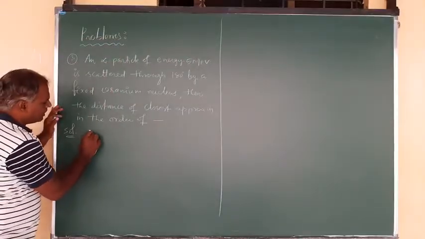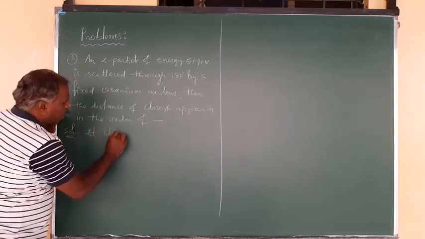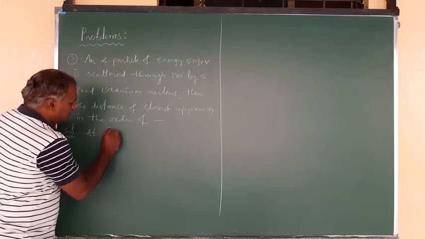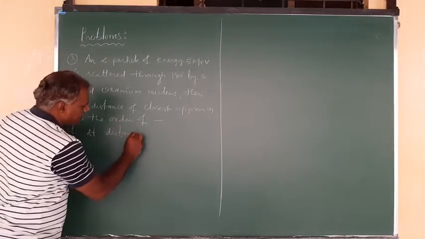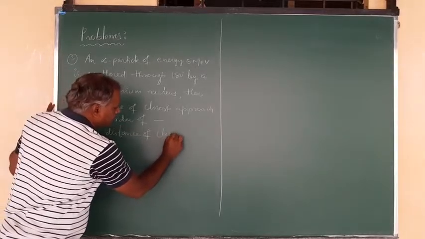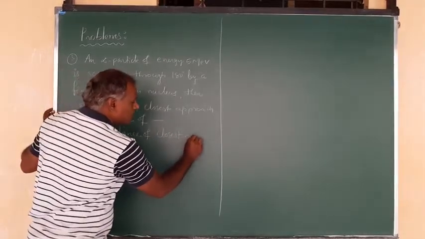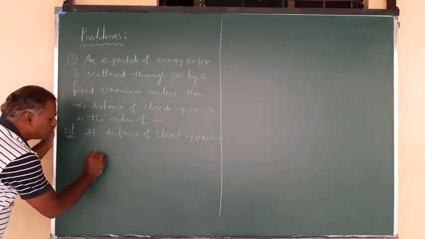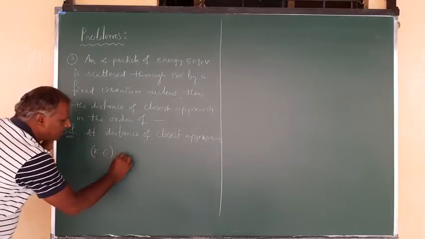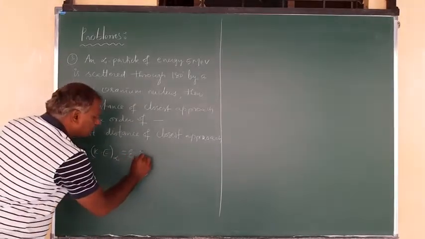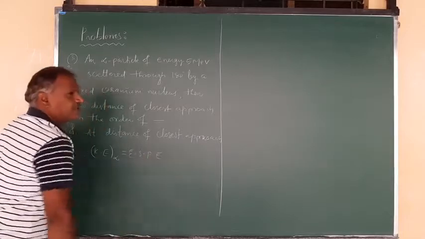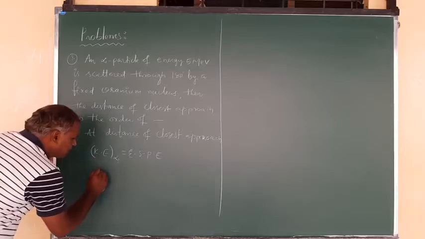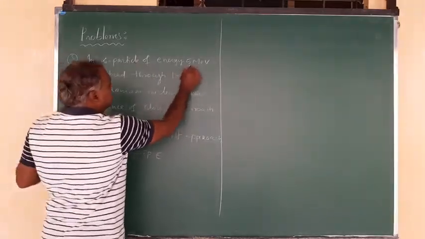That means here at closest distance, or distance of closest approach, at distance of closest approach, what you can observe is that the kinetic energy of the alpha particle is equal to the electrostatic potential energy between that alpha particle and the nucleus. So the kinetic energy of the alpha particle is given here. The energy of the alpha particle is given as here.